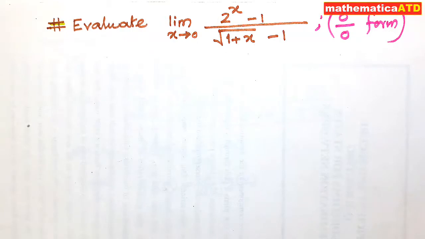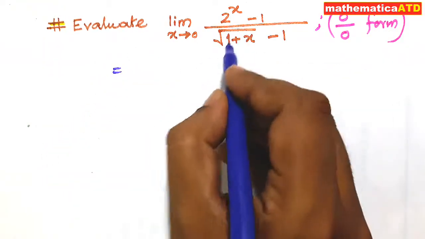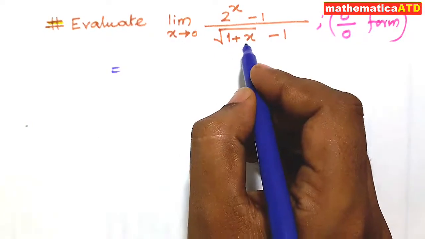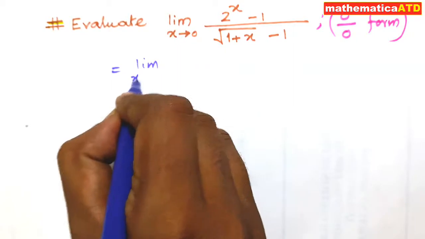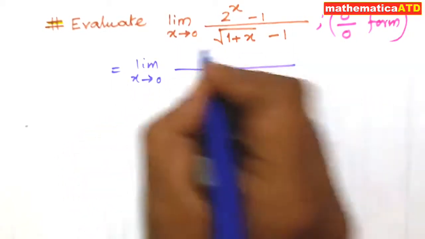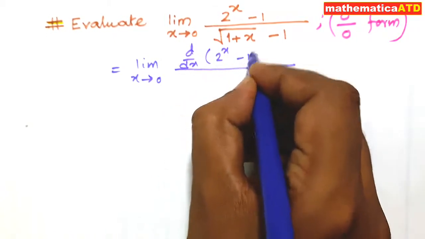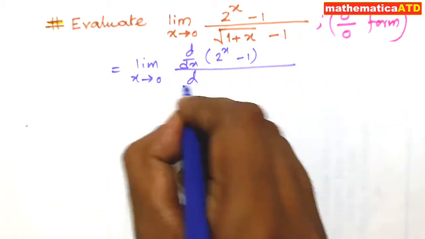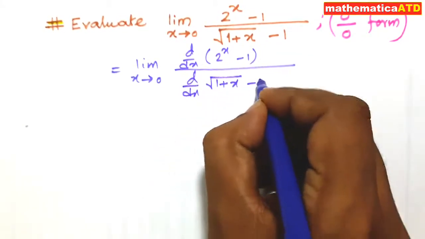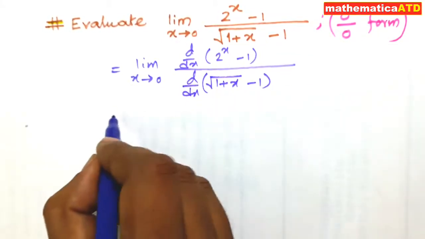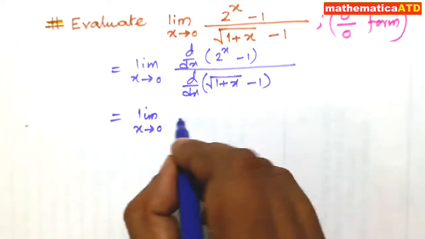So what is the L'Hospital rule? Just we have seen this one. We have to differentiate both numerator and denominator with respect to x. So limit x tends to 0 of d/dx of (2 to the power x minus 1) by d/dx of (root over 1 plus x minus 1), isn't it? So we can write limit x tends to 0.